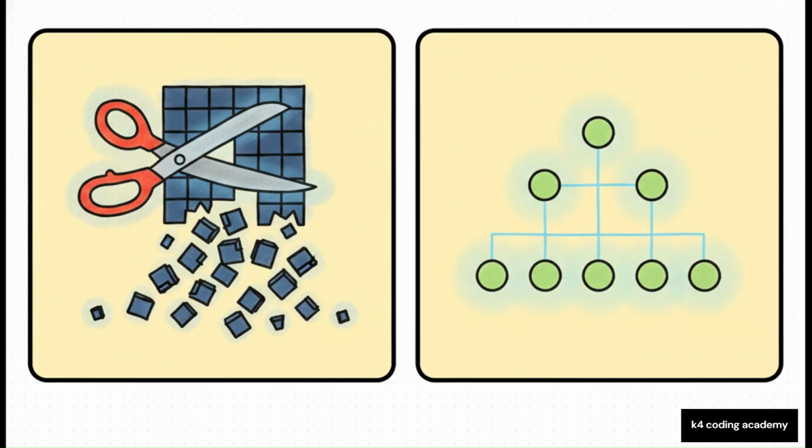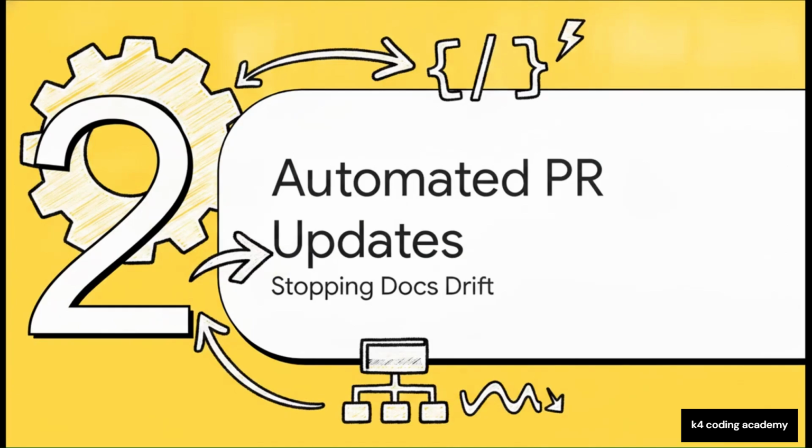But modern tools use abstract syntax tree, or AST, parsing. This is a total game changer. It maps the exact bi-directional relationships between our controllers, services, and repositories, maintaining the true structural hierarchy of our code. Moving right along to Section 2, automating pull request updates and stopping docs drift.